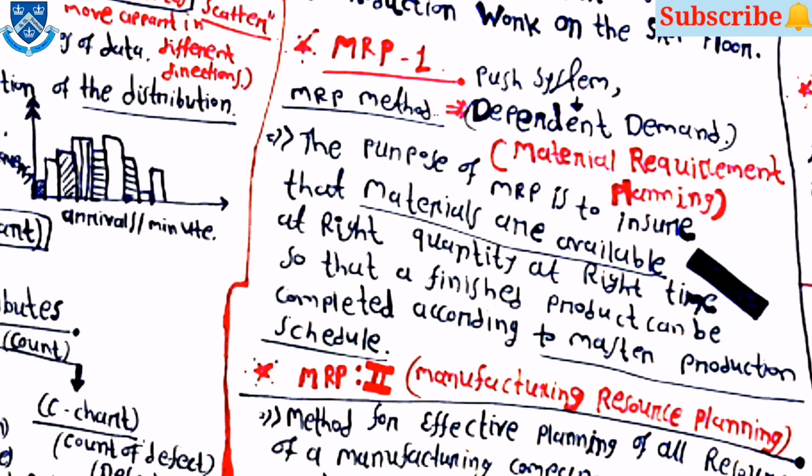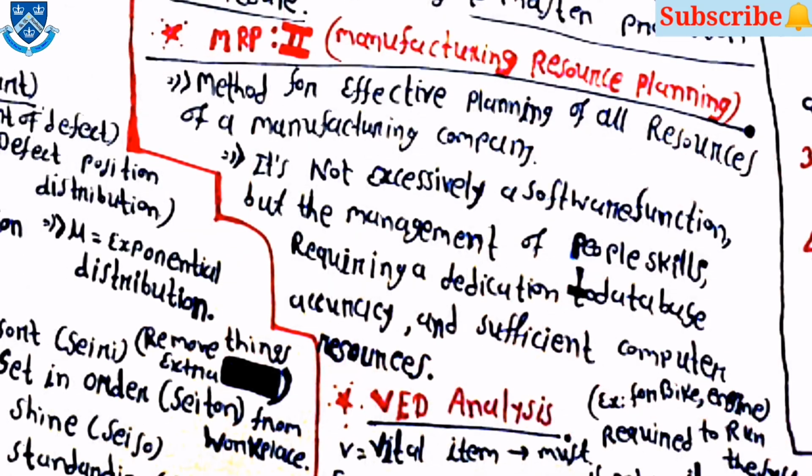MRP1 and MRP2 methods are there. The first one is MRP1, which is the method for material requirement planning, and it is a push system and dependent on the demand. The purpose of MRP is to ensure that the materials are available at the right quantity at the right time so that the finished product can be completed according to the master production schedule.